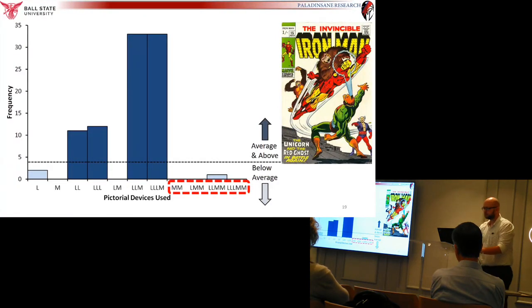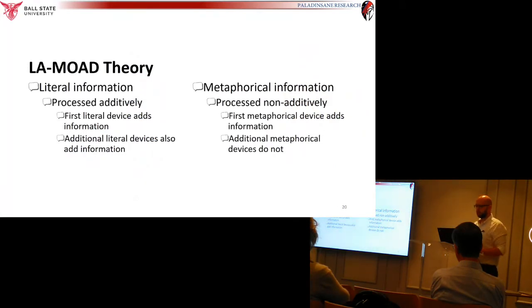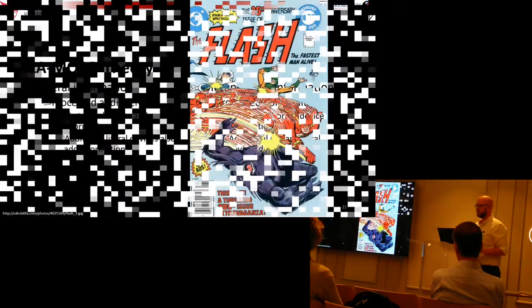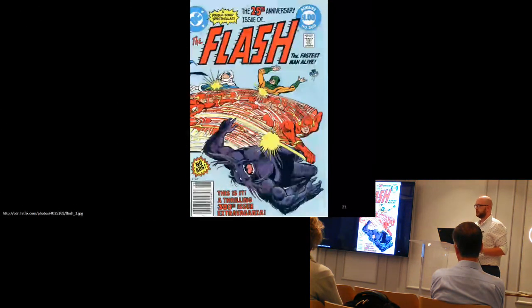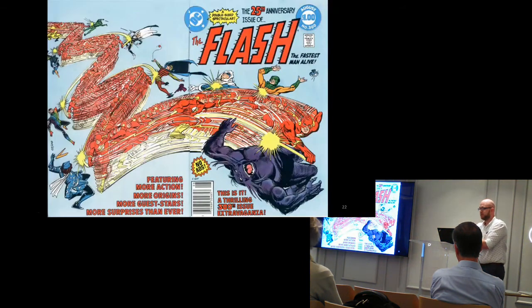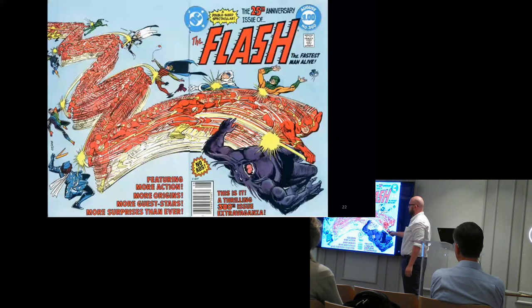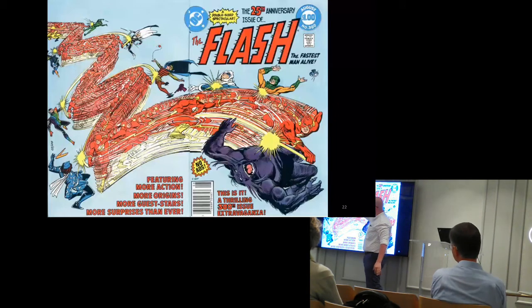There was, however, one motion that did violate the Lamotte theory on multiple occurrences, and this came with super speed. So let me widen that for you. What you can see is that when it came to super speed, artists preferred to, or it looked like artists were using multiple metaphors all over the place. You can see here that there are multiple images, action lines, and blurred images that try to portray that the Flash is running very fast.